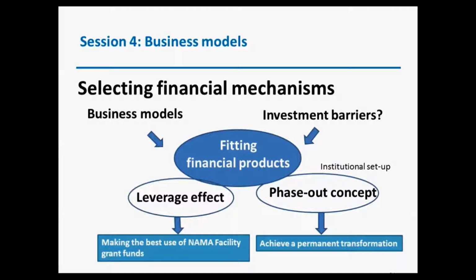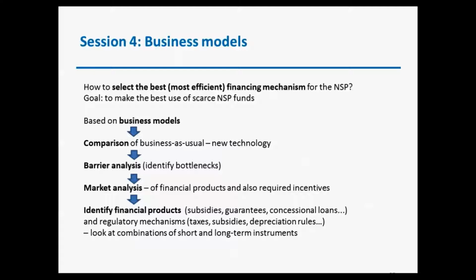And this is why we need a phase-out concept, and we also need an institutional setup. Why do we need that? Because we want to achieve a permanent transformation, and because we want to make the best use of limited funds, like always in the financial world. So one thing is, now we need to identify the barrier. We have identified the barriers that need to be addressed with a particular financing mechanism.